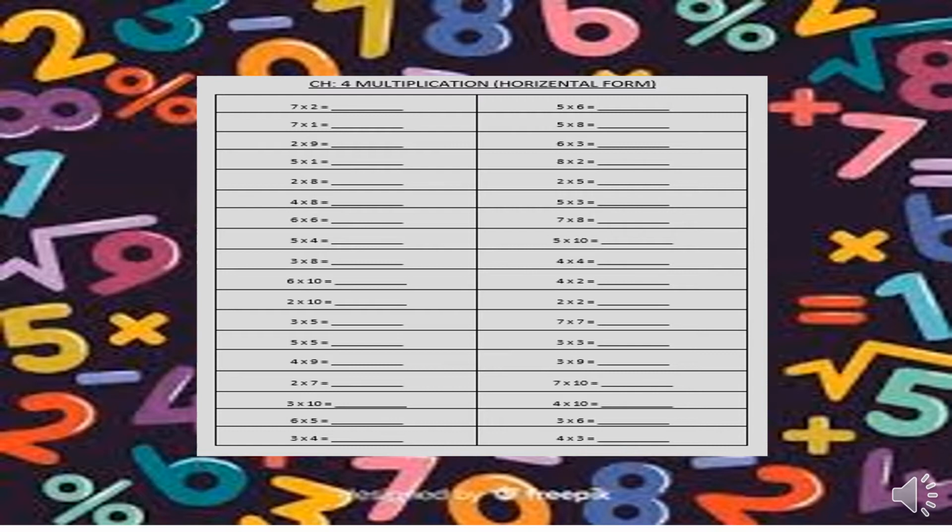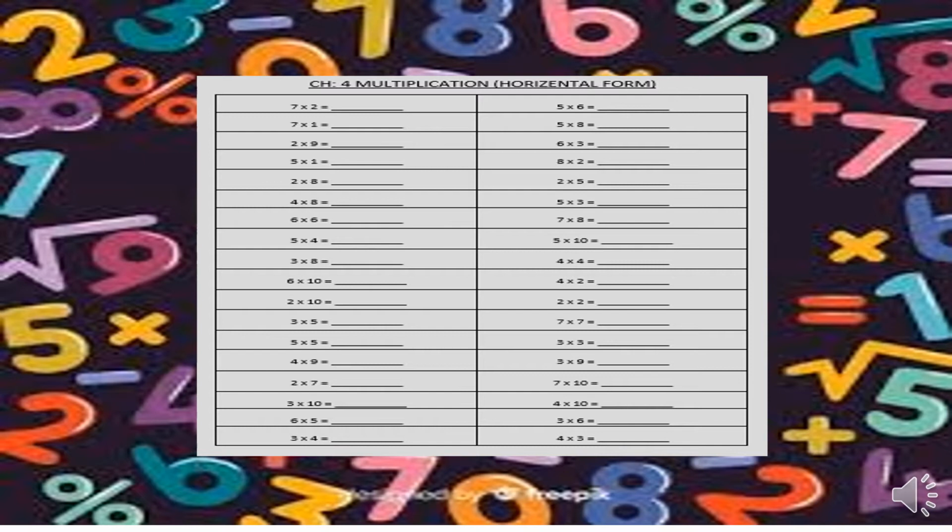Now in your booklet on page number 34 I have given you multiplication in horizontal form. If you look at your maths book on page number 54, there is an exercise of multiplication in horizontal form. So you have to solve first your booklet on page number 34. There is a multiplication in horizontal form.